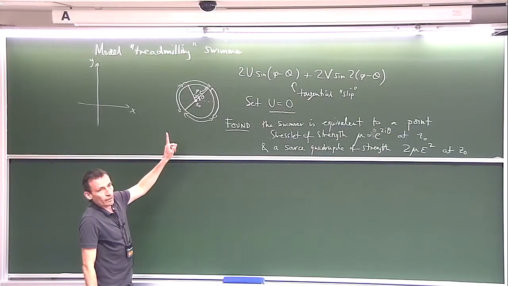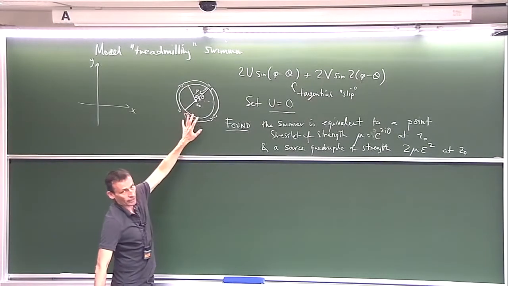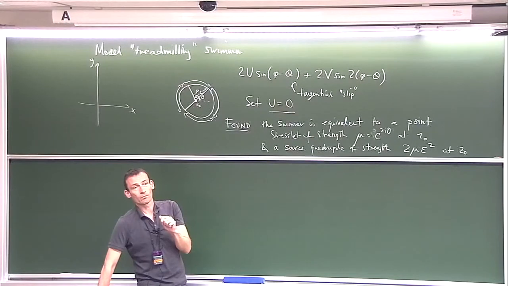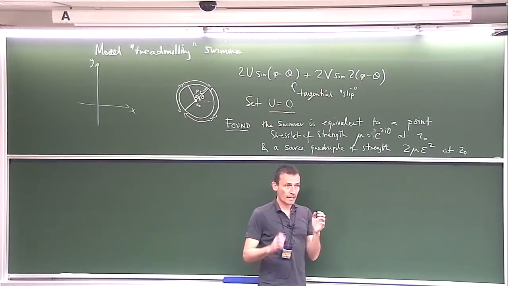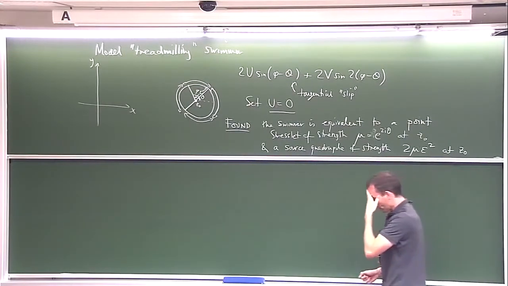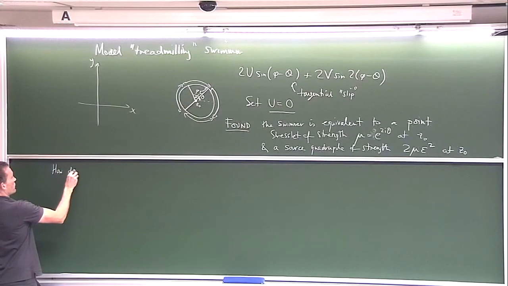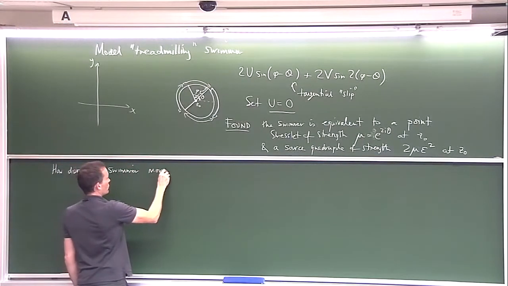So my model swimmer then, instead of thinking of it as this circular swimmer with a treadmilling action, I'm going to think of it as a point stresslet plus a source quadrupole. And in free space, there's no difference. The flow generated by a stresslet and a source quadrupole is exactly the same outside the cylinder as the treadmilling. And then, my approximation then, so how does such a swimmer move near a wall?